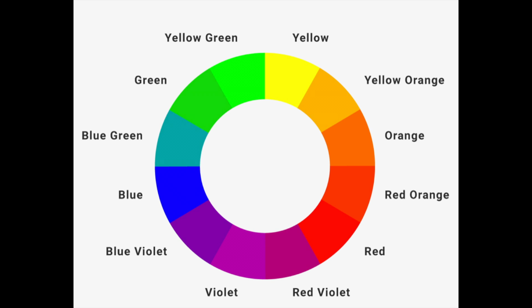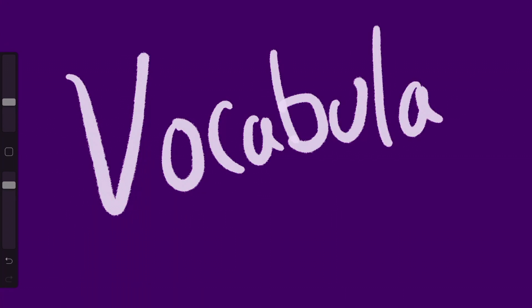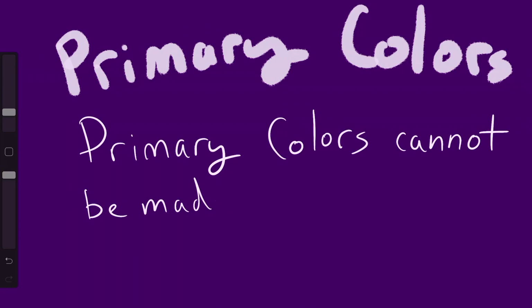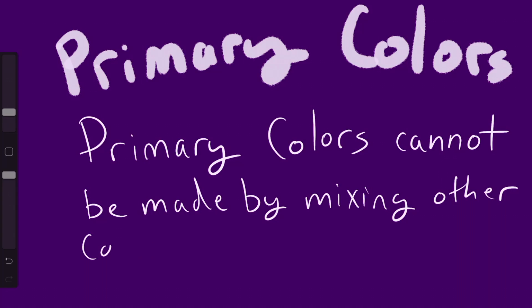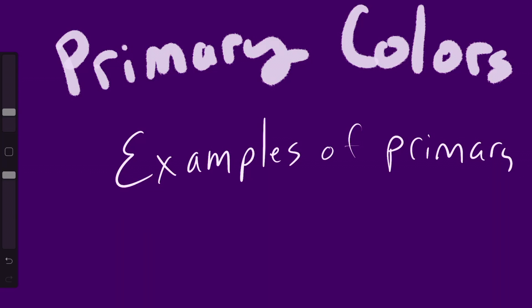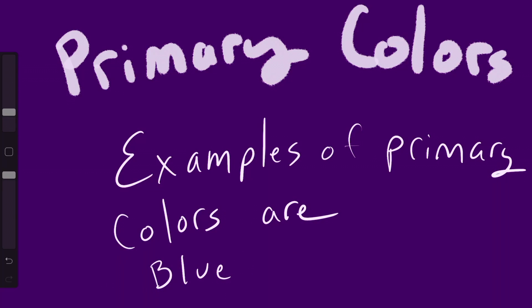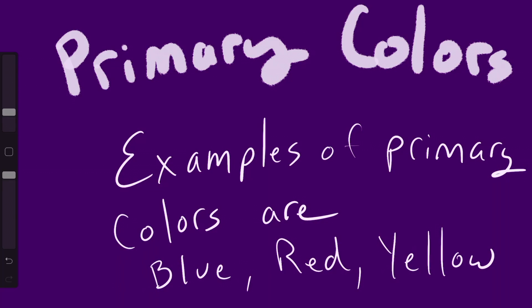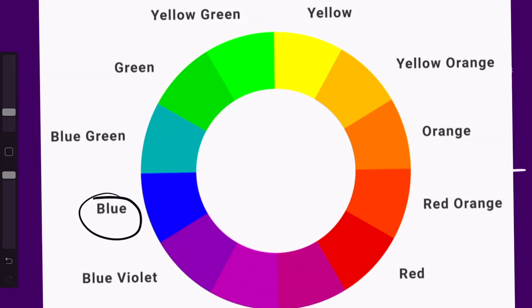Scholars have made sense of colors by grouping them into a color wheel. This color wheel has primary, secondary, and tertiary colors. Let's begin our discussion of color theory with primary colors. Primary colors are colors that cannot be made by mixing two other colors together. Examples of primary colors are blue, red, and yellow. There are no combinations of colors that we can mix to create primaries.